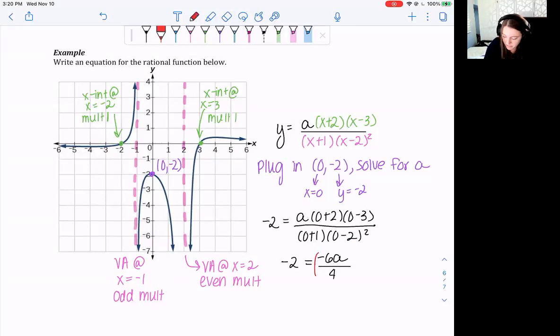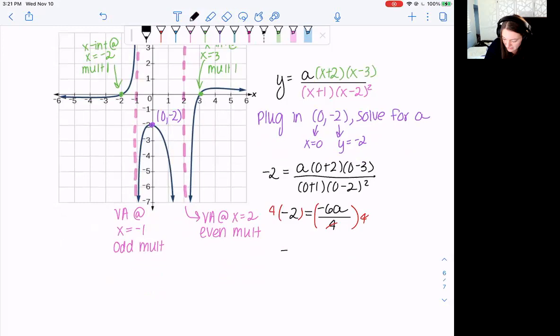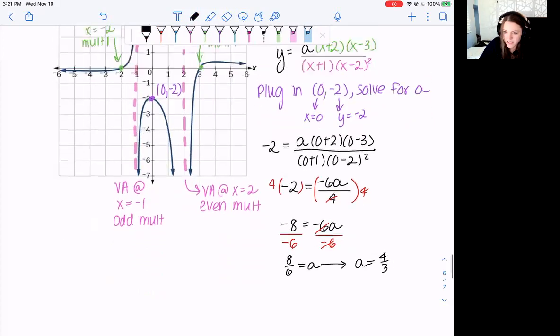To get rid of the 4 in the denominator, I can multiply both sides by 4. I get -8 equal to -6a. Dividing both sides by -6. Those -6's cancel. 8 over 6 is equal to a. If we reduce that, it's going to be 4 over 3. Ugh, so much work, but we're there.